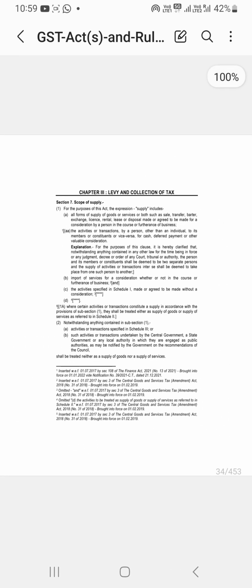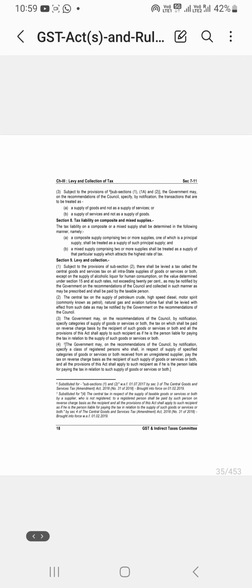Let's talk about Section 7(3). Subject to the provisions of sub-sections 1 and 2, the Government may, on the recommendation of the Council, specify by notification the transactions that are to be treated as a supply of goods and not as a supply of services, or as a supply of services and not as a supply of goods. So Section 7(3) talks about what is considered as a supply of goods or a supply of services, either this or that.